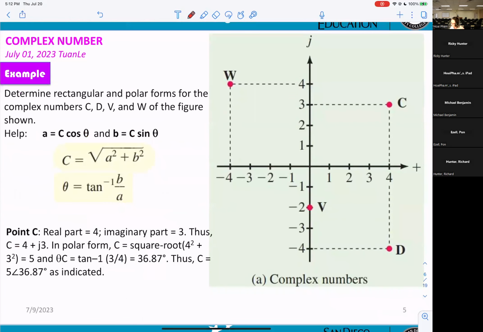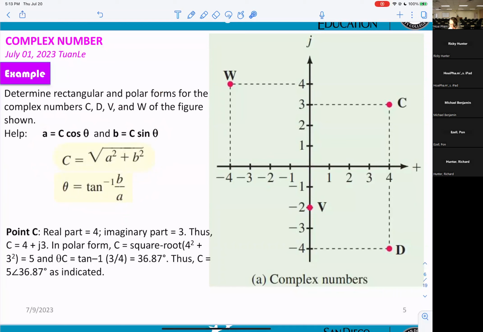Example. Now they give you a few different points: C, D, V, W. They want to know the rectangular and the polar form for the complex numbers C, D, V and W. Try to understand how we can apply this formula.